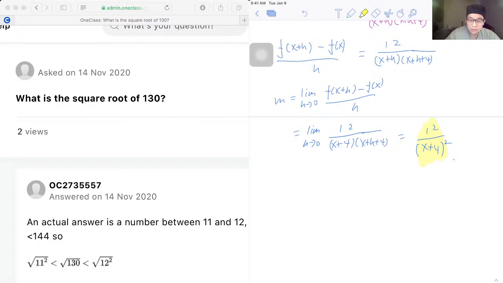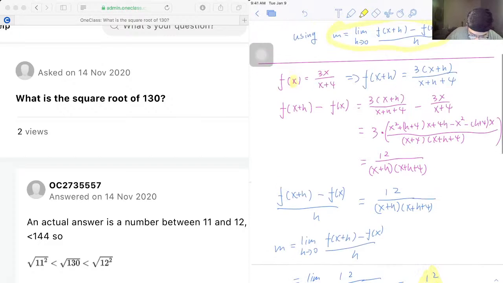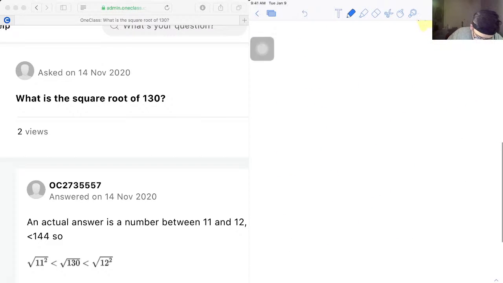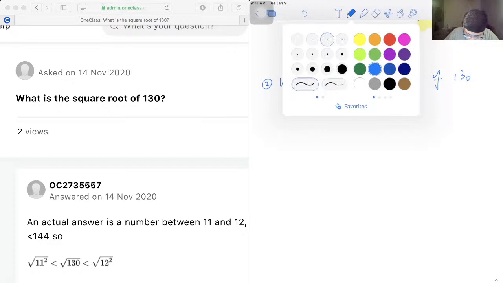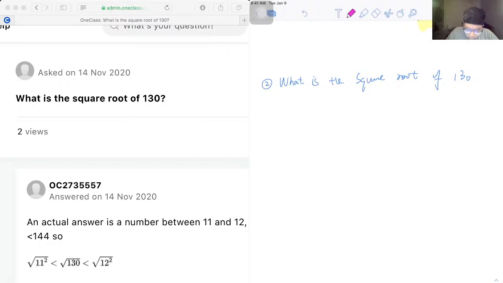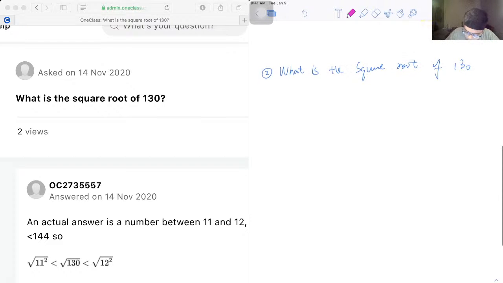Alright, so our second question for today is asking us, what is the square root of 130? First let's try prime factorization of 130.